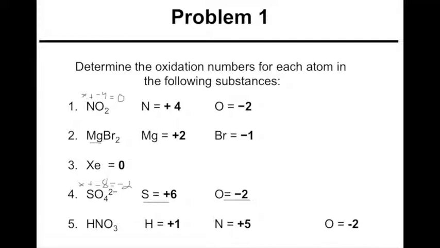So be sure you practice a few more of these. Be comfortable with determining oxidation numbers, and then once you are, watch the next video to show how we can use these oxidation numbers in the total chemical equations to determine which species is oxidized, reduced, and whether an oxidation reduction reaction occurs.